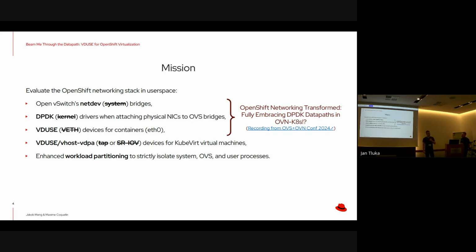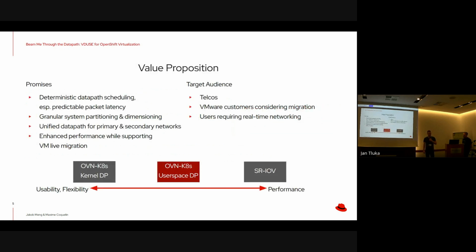Today, we are going to talk mostly about how we do this for virtual machines. So we want to use VDUSE and vHost VDPA instead of tap devices and SR-IOV or similar things for connecting virtual machines. And then talking about how we can properly isolate system networking from workloads. So why are we doing this? Hopefully because we can improve the performance, reduce the latency, and make it easier to separate compute resources so that we can give specific cores to the network, for example. And we don't want to lose features.